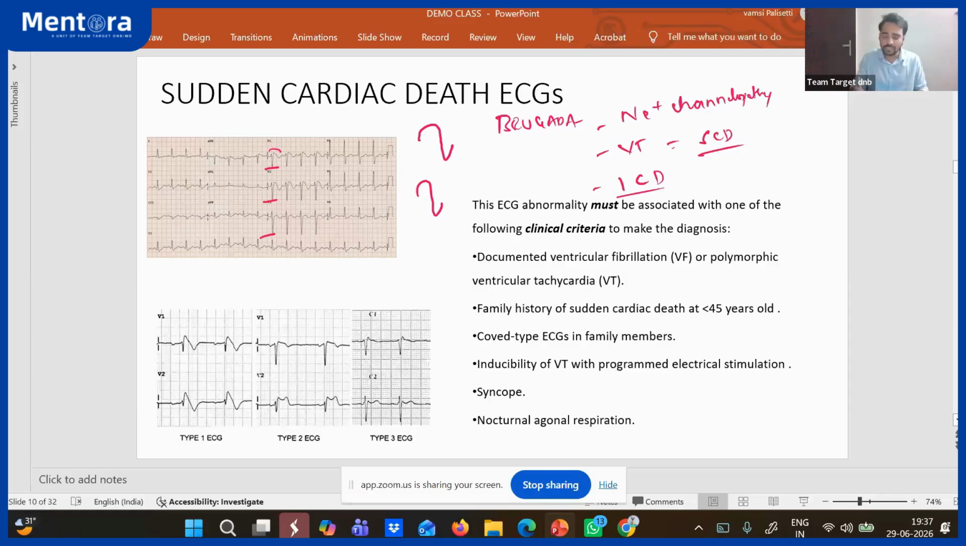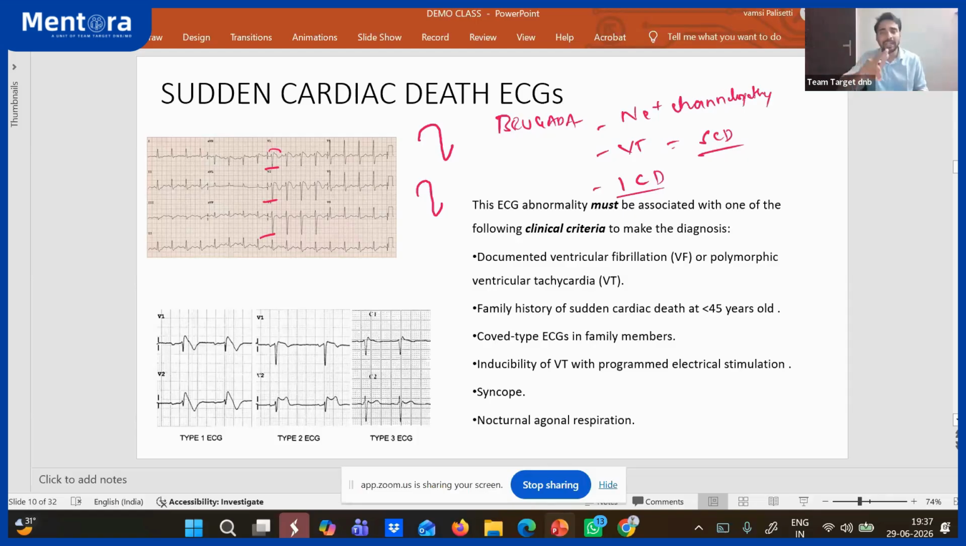How will you diagnose Brugada? The patient should have ECG findings along with any one of these things. What are those things? The patient may get an episode of syncope. The patient may get an episode of ventricular tachycardia. The patient may have a family history of sudden cardiac death. All these things are there.